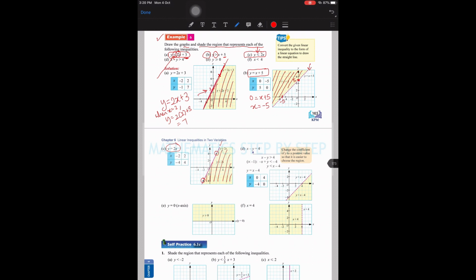Then part D, x minus y greater than 4. Okay, so first of all, we'll draw the straight line x minus y equals to 4. So when we move around, we'll get y equals to x minus 4. Okay, so the y-intercept will be minus 4, and we find one more coordinate, we're able to draw the straight line. And in this case, it is greater than. Okay, so we'll use a dotted line.